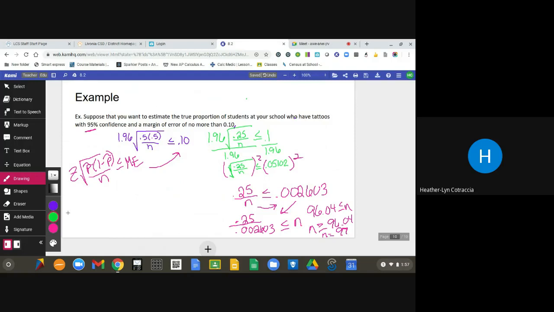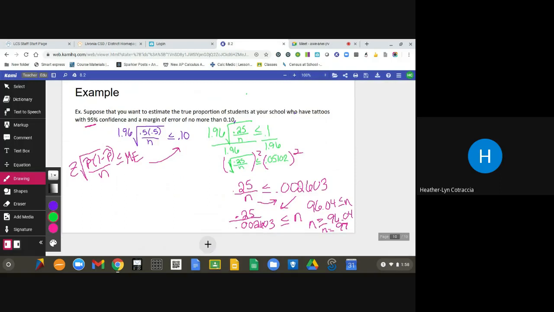Now I want to get rid of that radical. So to get rid of the radical, you square both sides. If you square both sides, the radical is now gone. So that gives me 0.25 over n is less than or equal to 0.002603, which is 0.05102 squared. So got rid of the radical, squared that side.